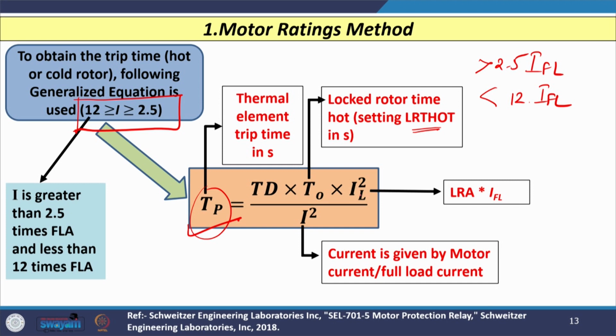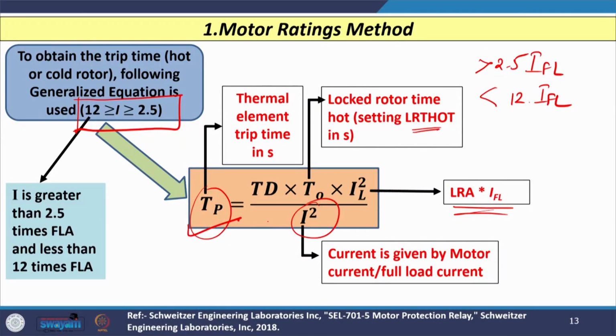IL is nothing but the multiplication of LRA with the full load current of the induction motor, and I is the ratio of the current given by the motor divided by the full load current. So, if some current is given by the motor, and you divide it by the full load current, that value is your capital I. There is a fundamental difference between capital I and IL. I is the ratio of motor current by full load current, whereas IL is your LRA multiplied with the full load current.